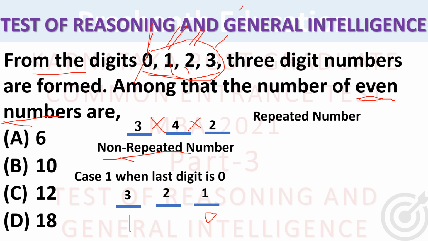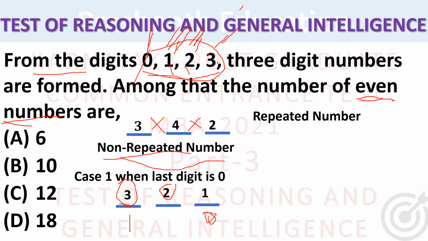This is a non-repeated number, meaning it should not repeat. In the first case, when 0 is the last digit, I can put only 0 there. Then when I come to this number, I can put 3, 2, 1, but not 0, because it will not form a three-digit number. So I have written it as 3. Now when I come here, already one number is used, so out of these three numbers I can put only any two. So I have put two. So this is the case when the last digit is 0.